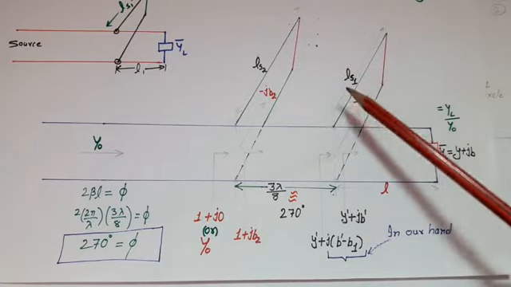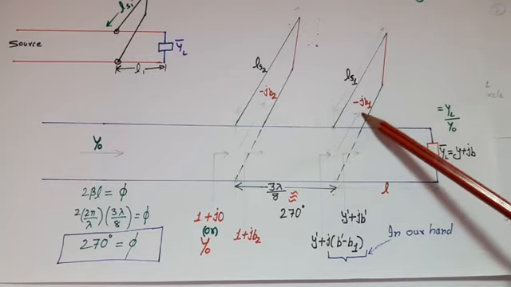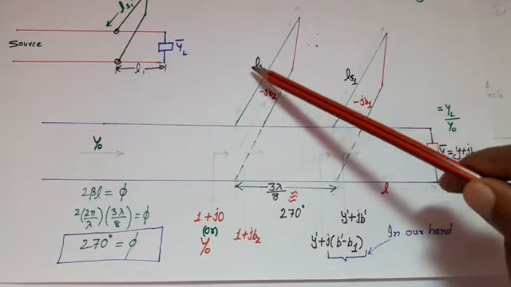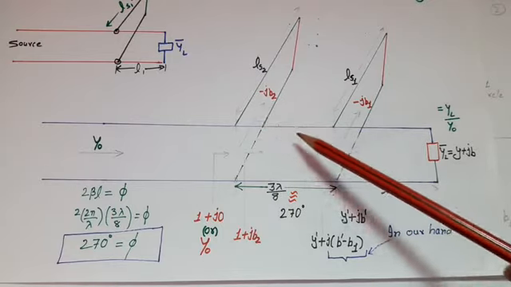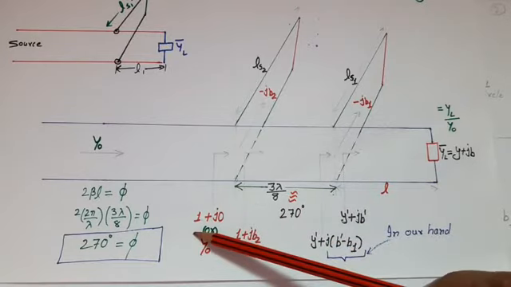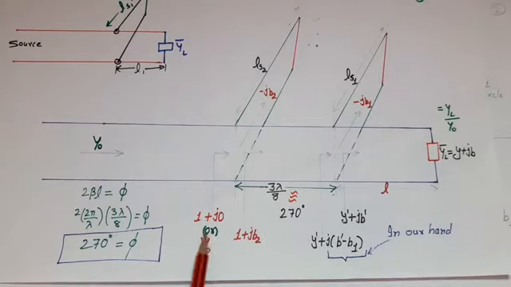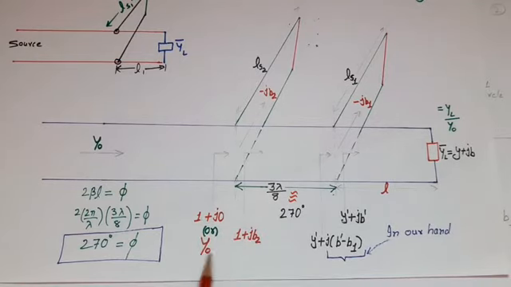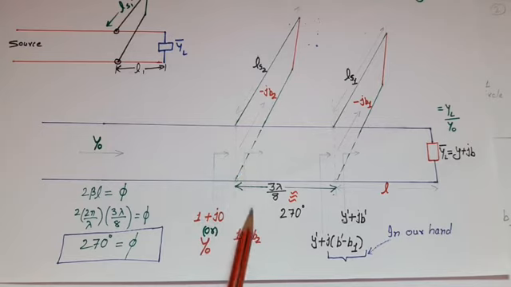Suppose for matched condition, the first stub length is LS1 and it provides a reactance of minus JB1. The second stub length is LS2 and it provides a reactance of minus JB2. Because we are considering normalized load, the impedance would be matched if the normalized admittance seen from here is 1 plus J0. Because 1 plus J0 means the absolute admittance is Y0, which is a perfect matched condition for this line. To get 1 plus J0 just after the second stub, the admittance seen just before the second stub would be 1 plus JB2.